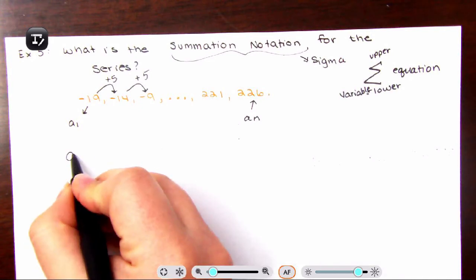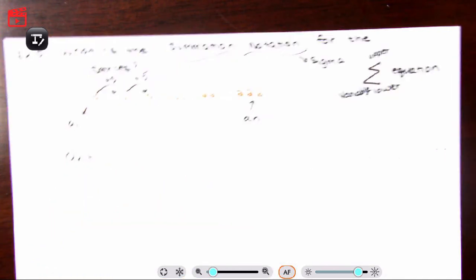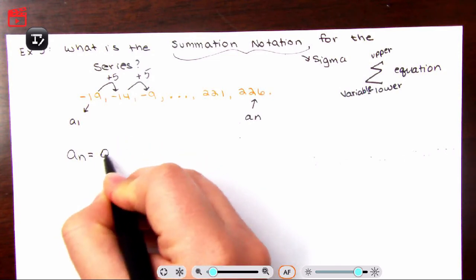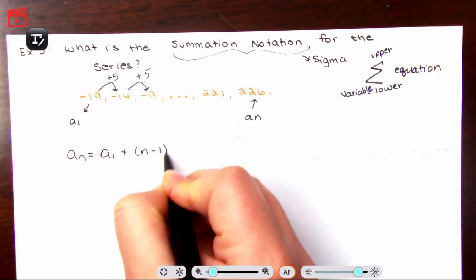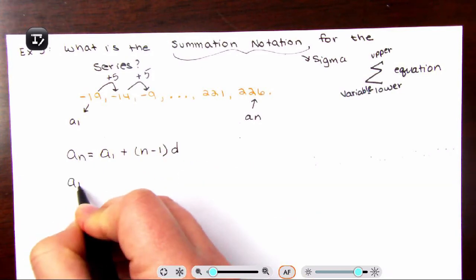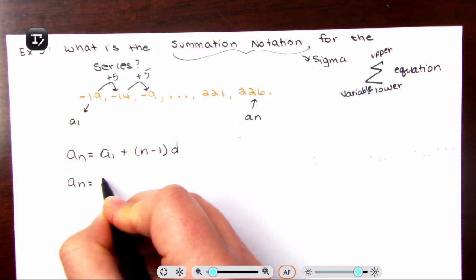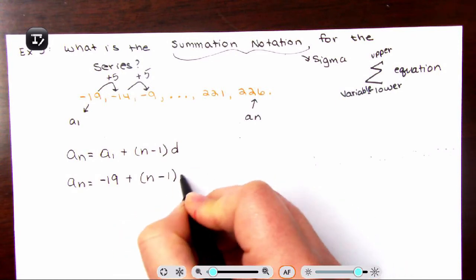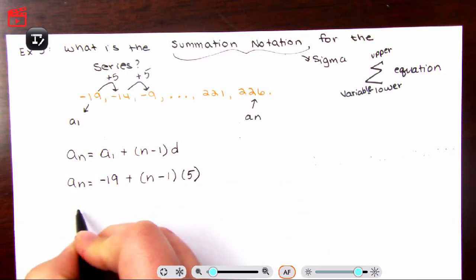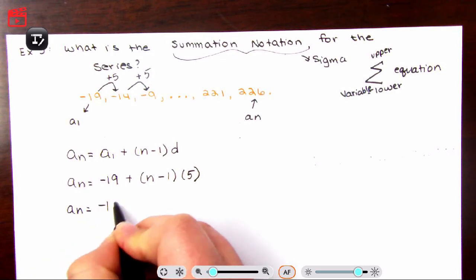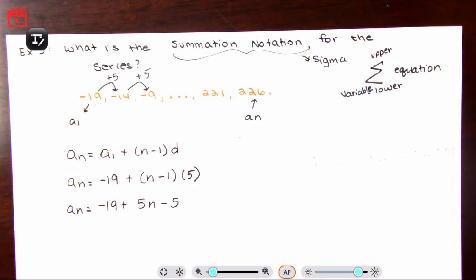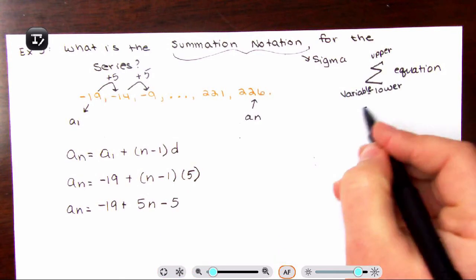So I'm doing my arithmetic sequence equation first. A sub n is equal to a sub 1 plus n minus 1 times my common difference. A sub n is then equal to a sub 1. What is a sub 1? Negative 19 plus, we still don't know, n minus 1. Common difference we said was 5. So I have a sub n is equal to negative 19 plus 5n minus 5. Now it's your choice, because they didn't tell you to simplify or anything. You can put this as your equation. So I'm going to do that right now.